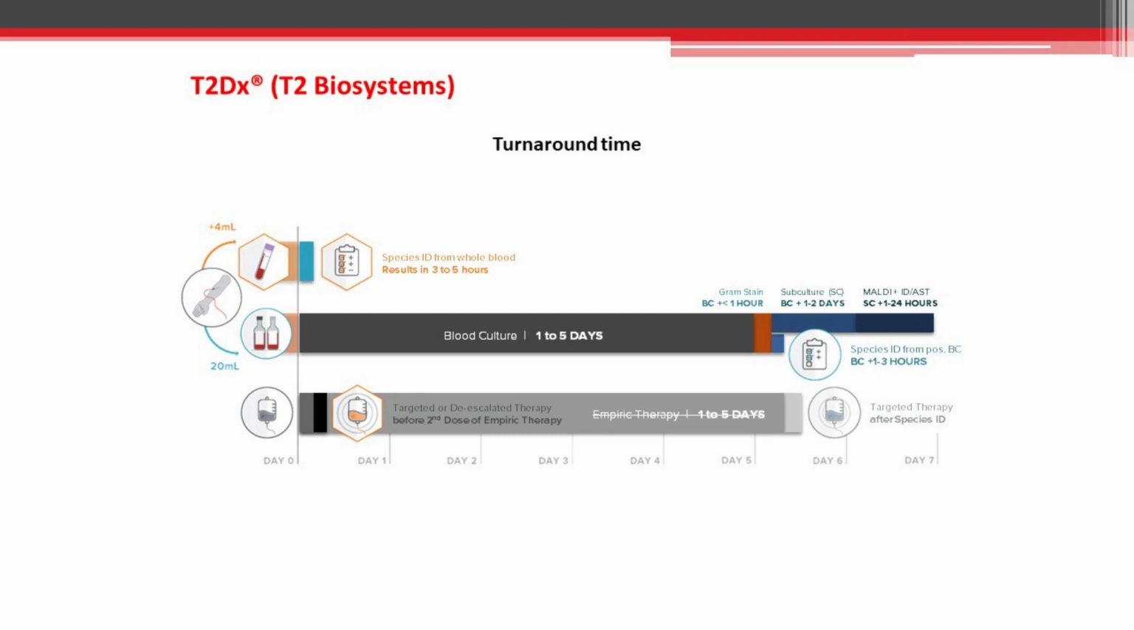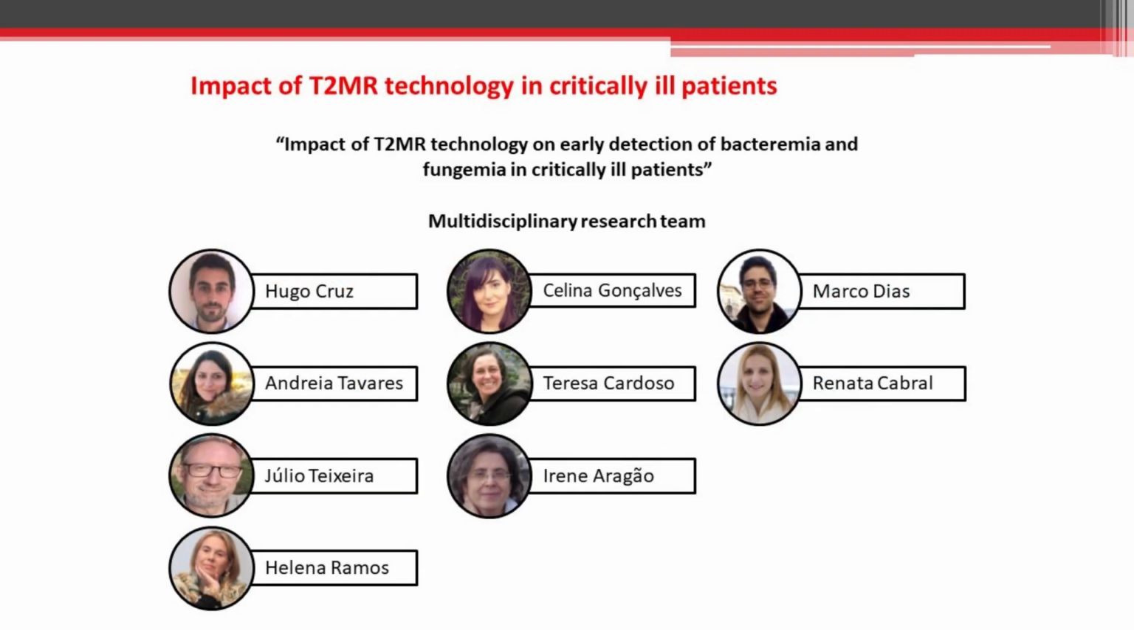At this point, I should probably say just one thing: you need to collect one tube of whole blood for each test that you want to run. So if you want to run the T2 Bacteria, T2 Candida, and T2 Resistance, you will need to collect 3 tubes from the patient, okay?